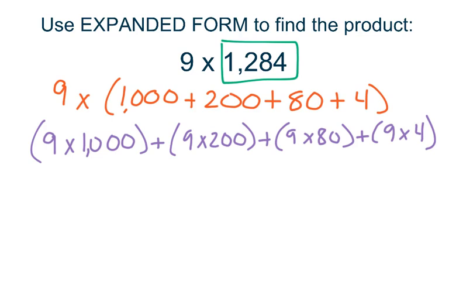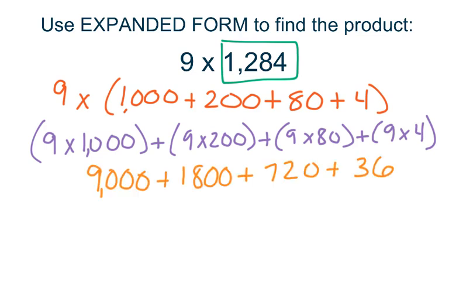And now I'm going to solve each of those pieces to find my partial products. So all these numbers in orange here are my partial products. 9 times 1,000 was 9,000. 9 times 200 is 1,800. 9 times 80 is 720, and 9 times 4 was 36. And my final step is to add.